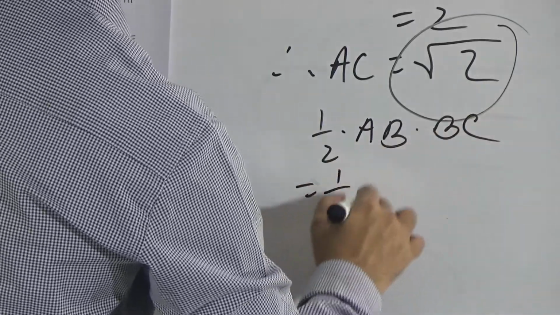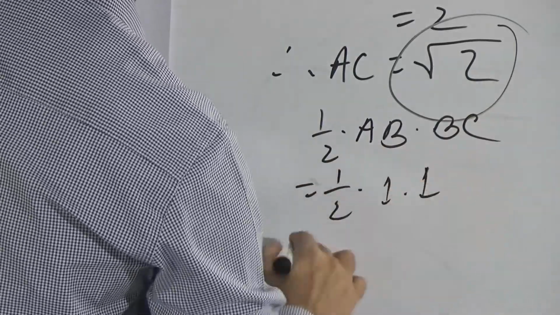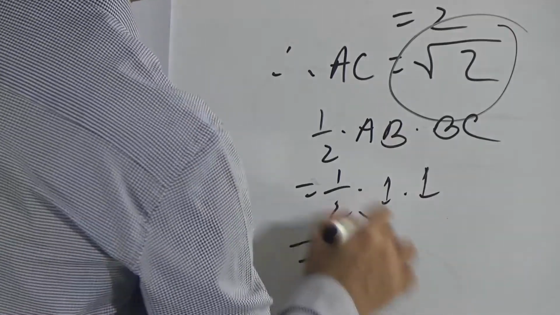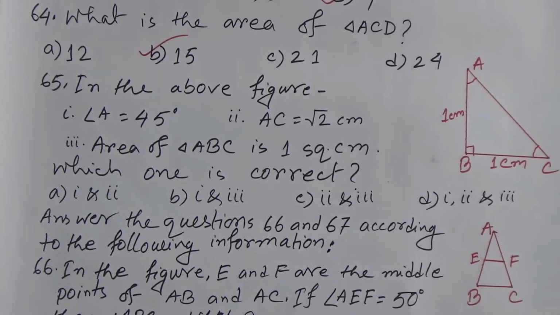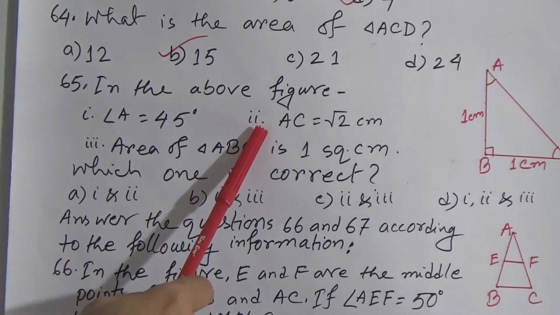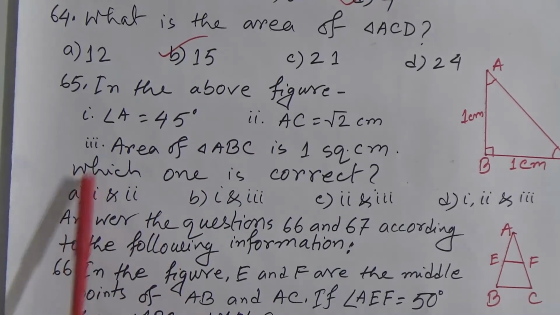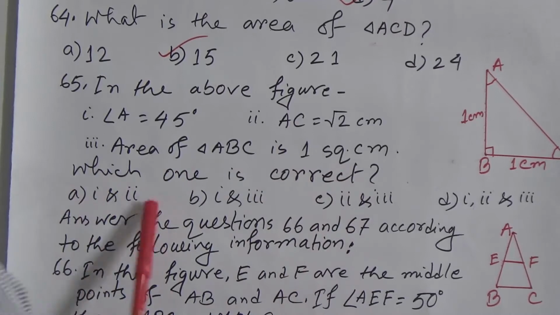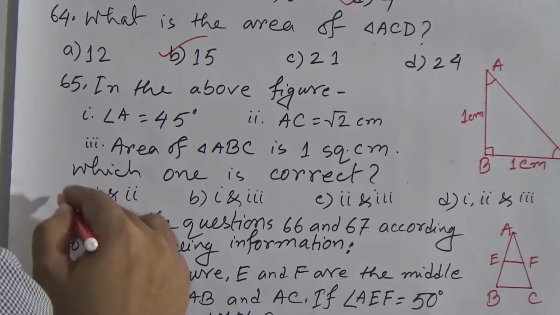Here AB means 1, BC means 1. So this should be half. But here it is given 1. So this one is not correct. So we can say statements 1 and 2 are correct. Which one is correct? 1 and 2 is correct. So our required answer is A.